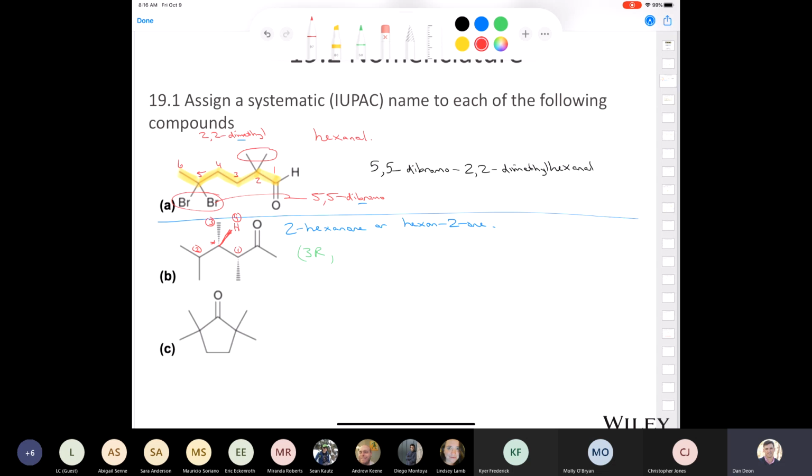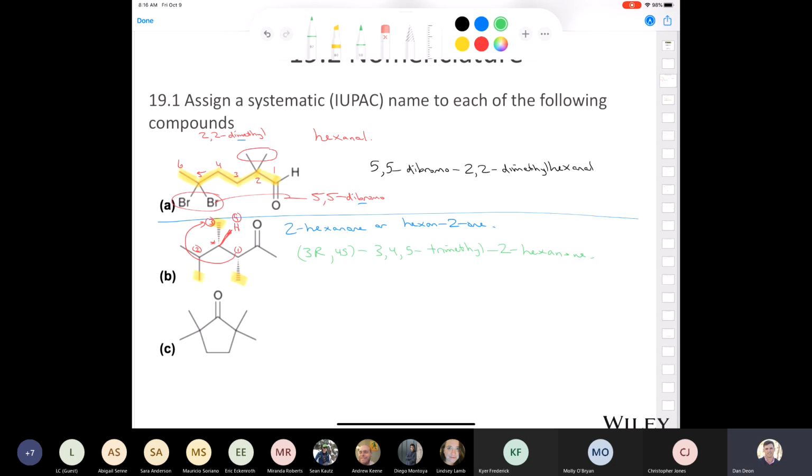So if we go like this, it's going clockwise, which would be R. But again, our hydrogen is coming out in front, and so this is 4S. Yeah, 3R, 4S. And then we have our 3 methyl groups. We have a methyl group here, here, and here. And so it's 3R,4S-3,4,5-trimethyl-2-hexanone.